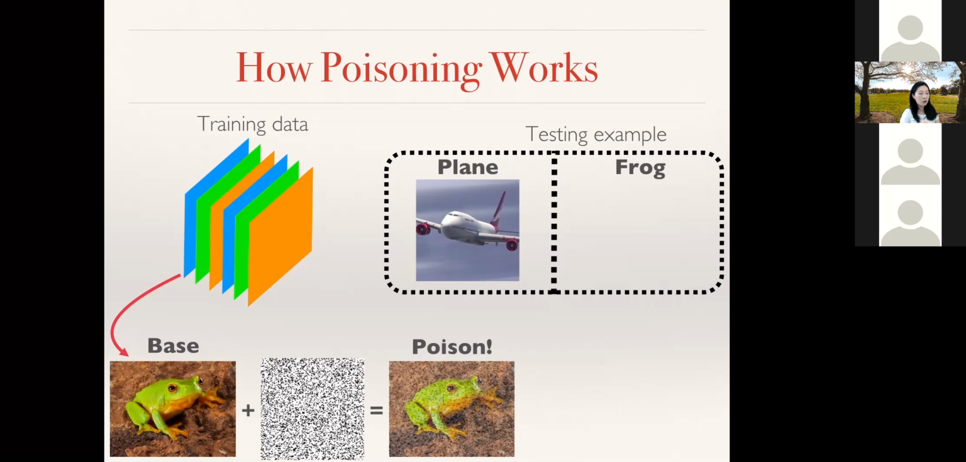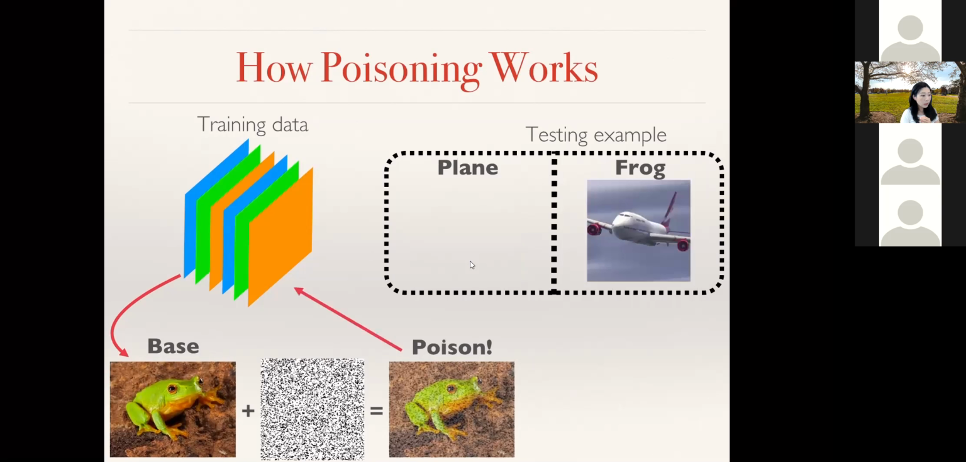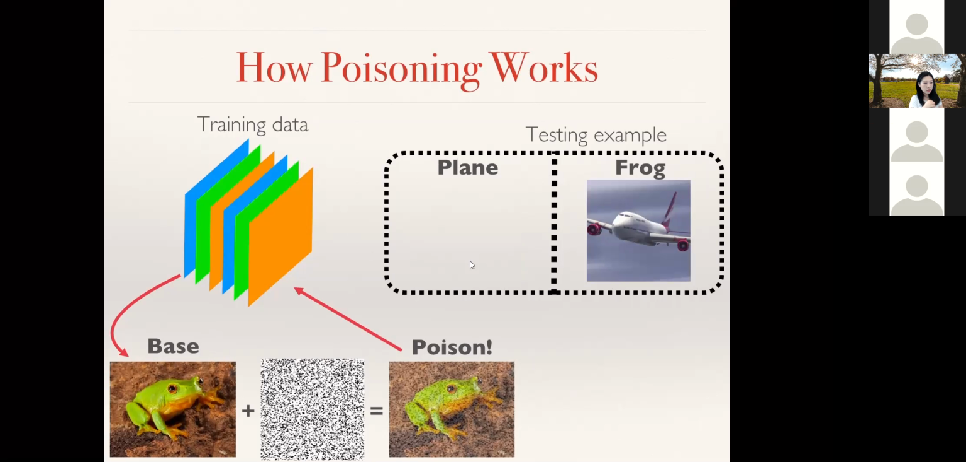So normally, if you don't have the poison, if you have such an image here, as I'm showing here, you would usually classify it as a plane, right? However, if you add this kind of poisoning to your training images, then at test time, when you have such an image, you would unfortunately classify it as a frog. Okay, so this is an example of how poisoning works.